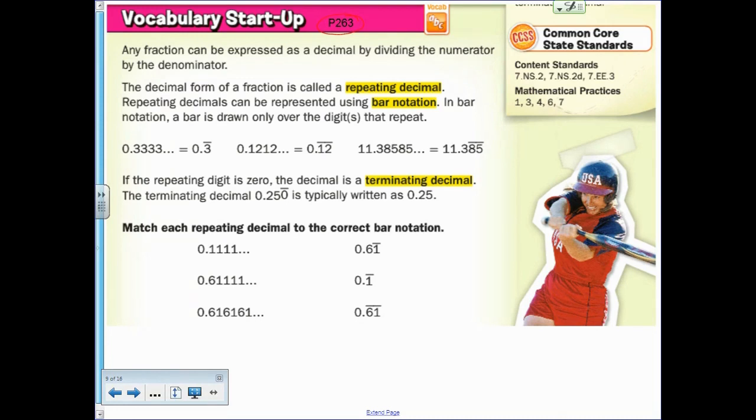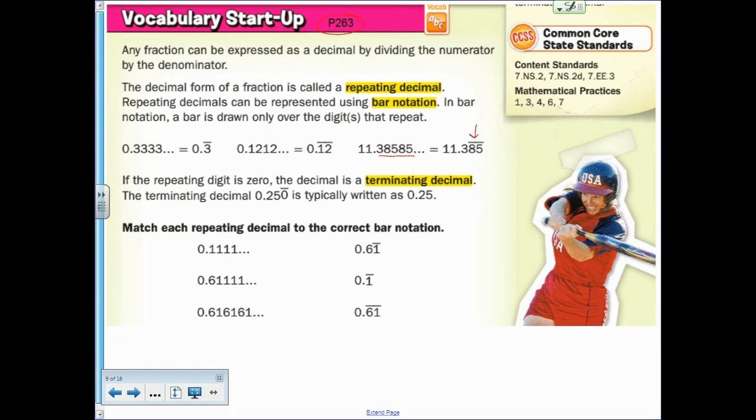In bar notation, a bar is drawn only over those digits that repeat. So if you get a decimal of 0.33333, you could just write 0.3 with a bar over it. If you get a decimal 0.12121212, you can just write 0.12 with a bar over it. But look at this one, 11.3858585885, whatever. Only the 8 and the 5 are repeating. That first 3 doesn't repeat. So notice how the bar only goes over the 8 and the 5.